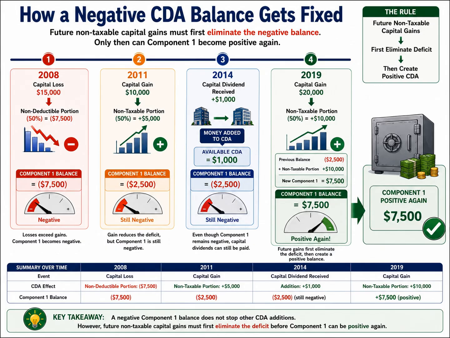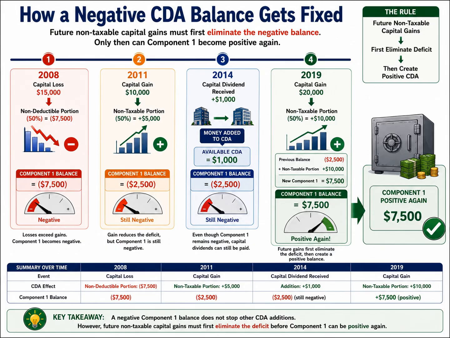Now let's move forward to 2011. The corporation realizes a capital gain of $10,000. The non-taxable portion of that gain is $5,000. This amount helps reduce the deficit. However, because the previous negative balance was larger than the gain, component 1 remains negative. The balance improves from negative $7,500 to negative $2,500. The deficit is smaller, but it has not been eliminated.